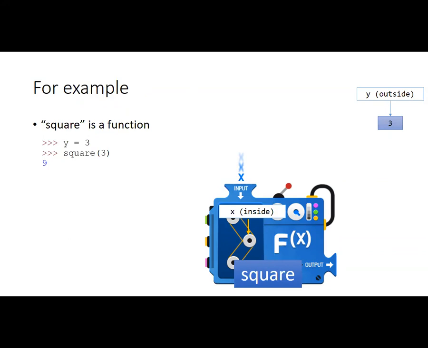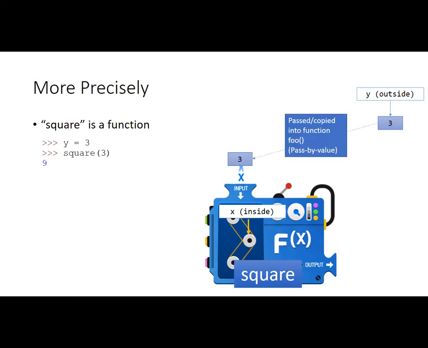When I call square 3, what do I do? I actually copy whatever this is, because I call square 3, right? I actually put the 3 values into that. And at this point of time, x is equal to 3. Did you see the x inside pointing to 3?